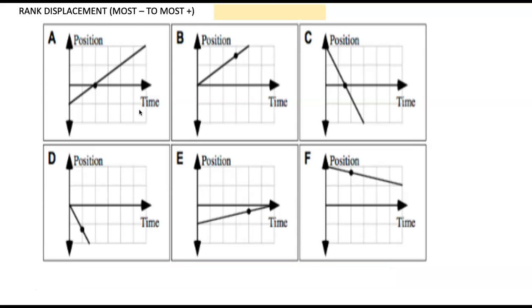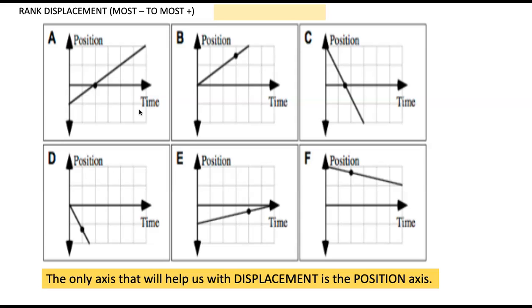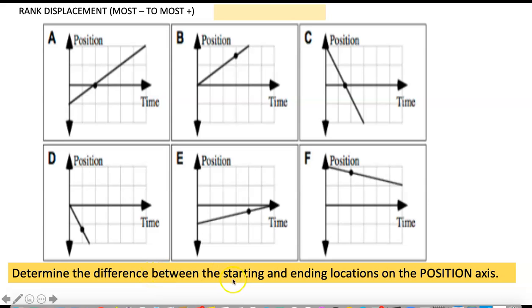Now, if you got the same graphs, but you were now asked to rank displacement from most negative to most positive, the only axis, again, that will help us with displacement is the position axis. Because of that, you see that we start here at -1, we go up to 1. So this object is only moving in one direction. So the number for distance and displacement is still the same.